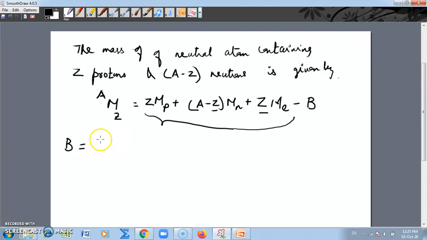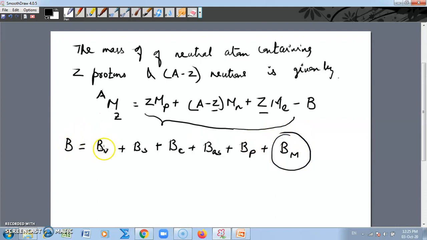B is the sum of B_V plus B_S plus B_Coulomb, B_C. So B volume, B surface, B Coulomb, plus B asymmetric, plus B pairing, which we write as B_P, plus B magic if we are talking about an element whose A or Z or N is a magic number. Otherwise, you don't need this term.